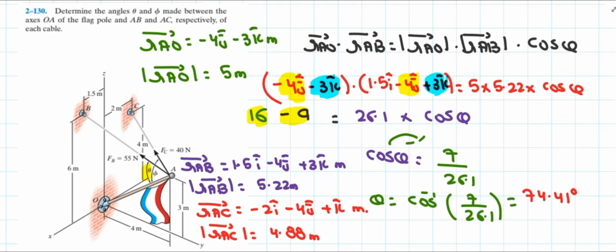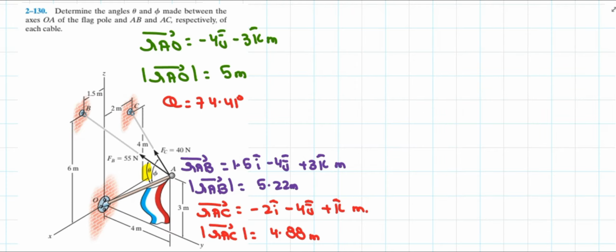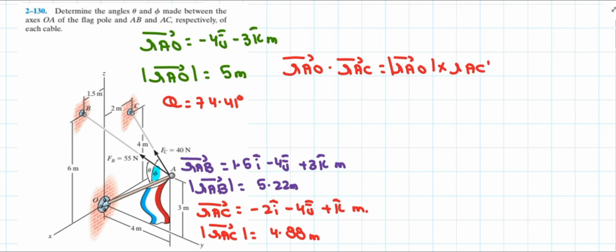Now this is the value of theta, but what about the value of phi? Without wasting our time, let's find the value of phi. Just like the RAO and RAB position vector formula, in the same manner we can easily find phi. If you see the diagram, this phi is the angle between the RAO position vector and the RAC position vector. So we apply the dot product formula: the RAO position vector dot the RAC position vector is equal to the RAO magnitude times the RAC magnitude times the cos of phi.